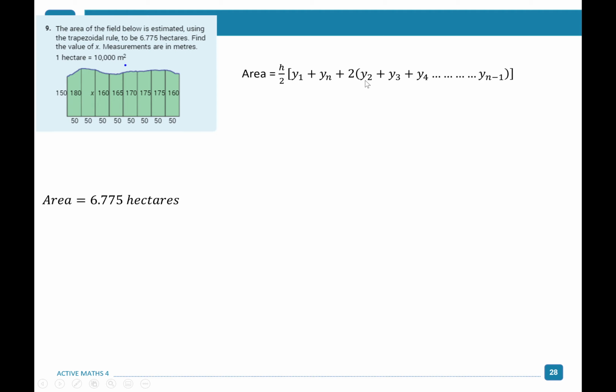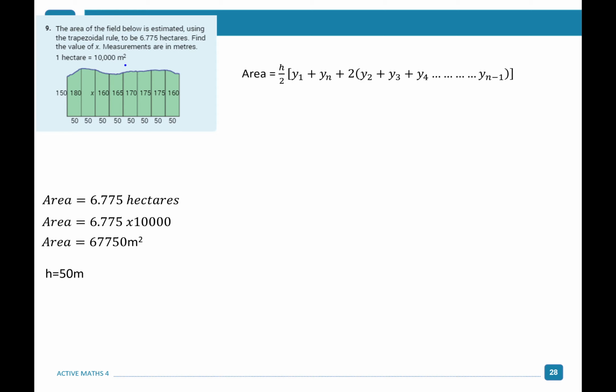However, all of our measurements are given in meters, which means that we must convert our area value into meters squared as well. We're told in the question that 1 hectare is equal to 10,000 meters squared. So to find our area in meters squared, we multiply our area by 10,000. That will give us 6.775 times 10,000, which is equal to an area of 67,750. So we find our area.